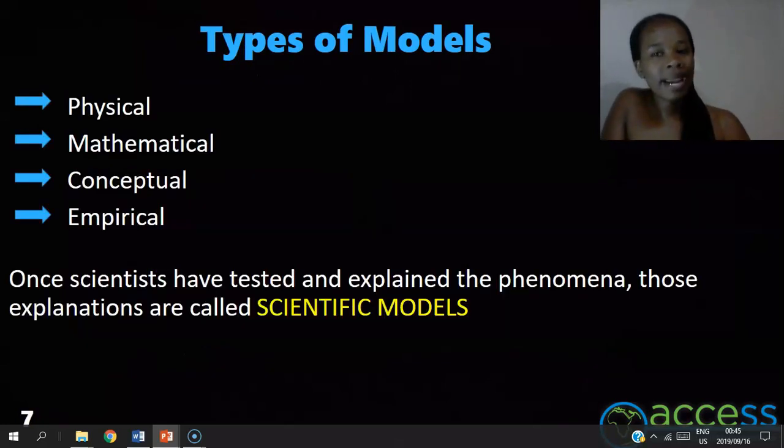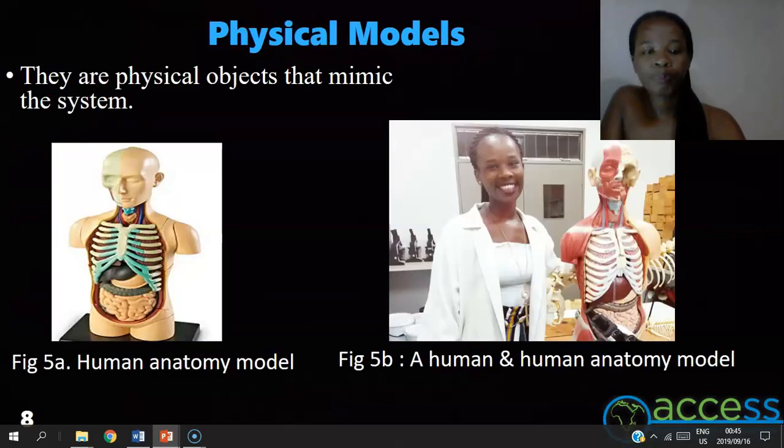We have so many types of models. That includes physical, mathematical, conceptual, and empirical models, and many more. But for this code talk, we'll be focusing on the first 3 types because they're the most used ones. Once scientists have tested and explained their phenomena, those explanations are called scientific models.